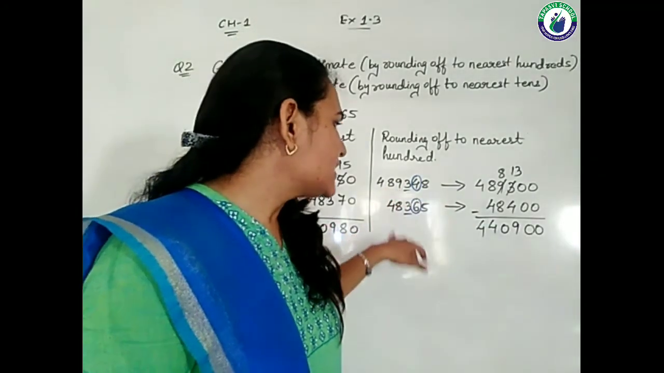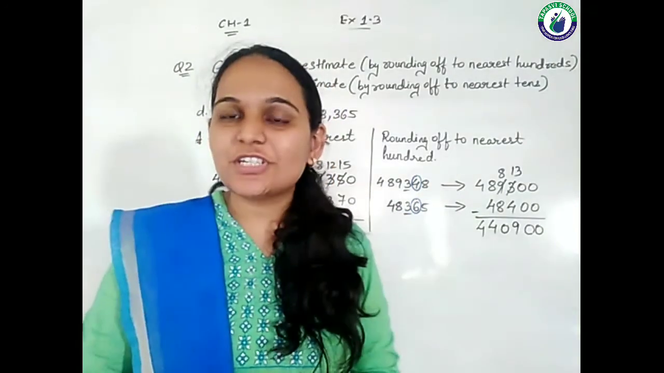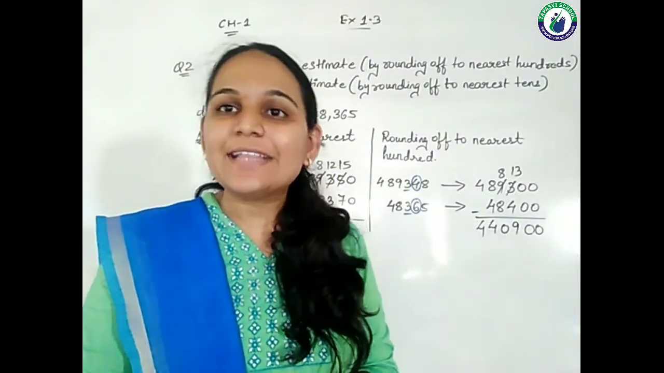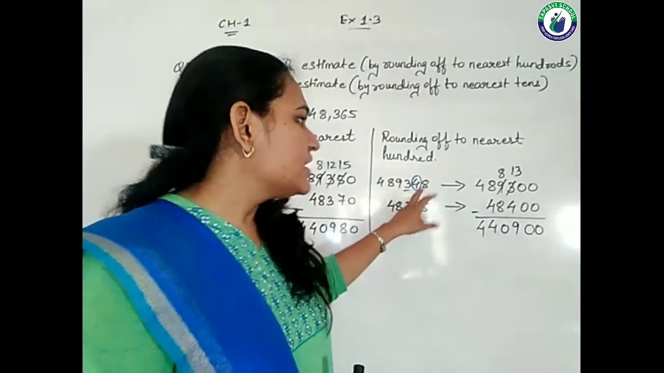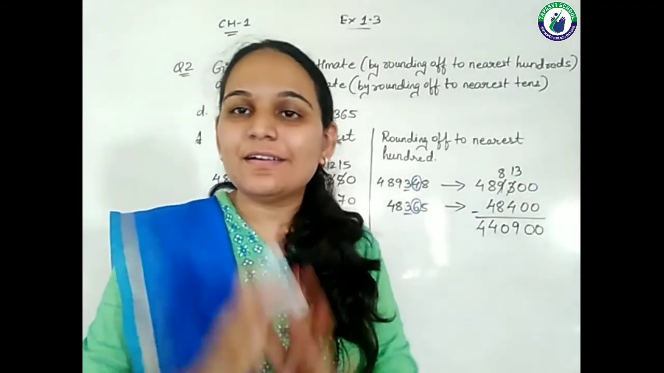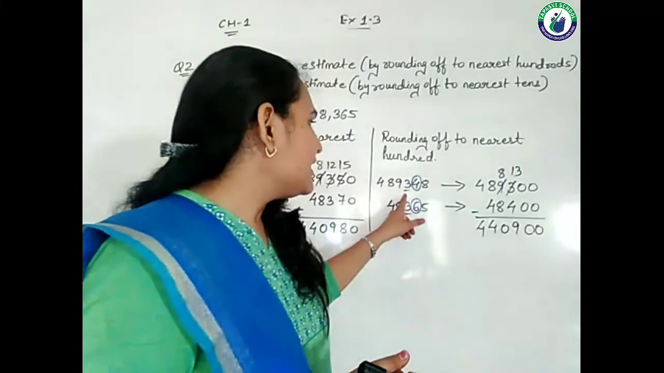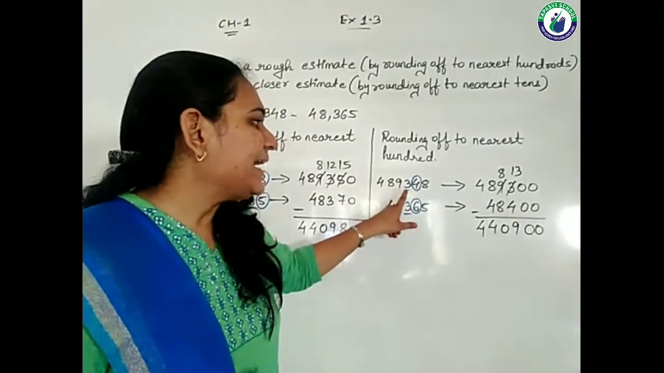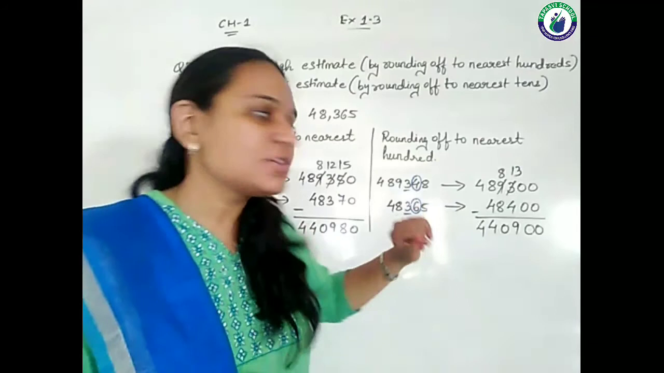Now let's see the next, that is rounding to the nearest 100, students. 4, 8, 9, 3, 4, 8. The hundreds place digit is 3, and the helping digit is 4. The helping digit is less than 5, so we are not going to add anything to the underlying digit, right? So 4, 8, 9, 3, and the remaining digits will be 0, 0.